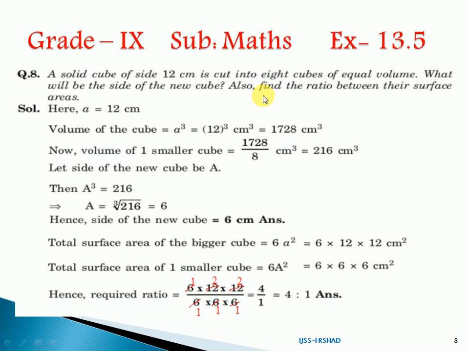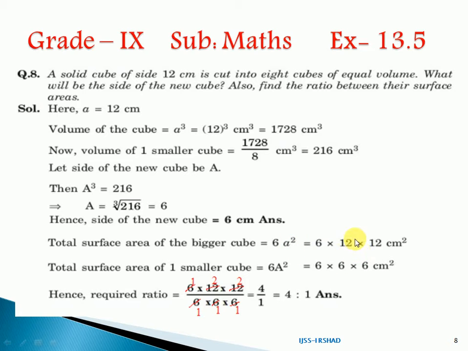The second question, they said also find the ratio of their surface areas. So find the surface area of both cubes. The total surface area of the bigger cube is equal to 6a square. Surface area is 6a square. So 6 into a square, where a is 12 here. It is given 12, so 12 into 12.